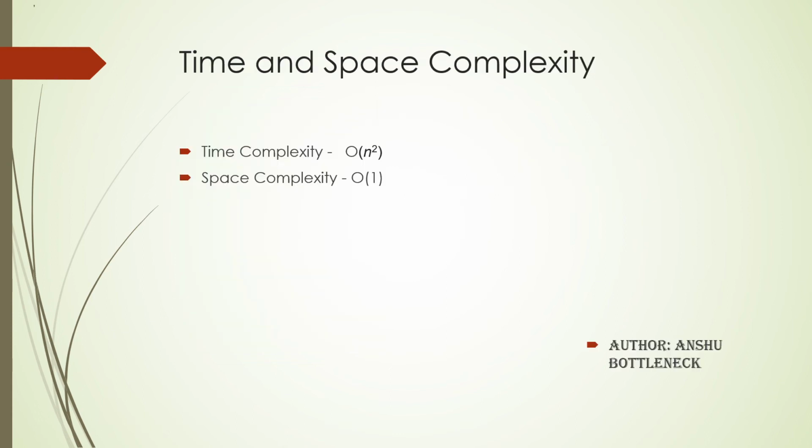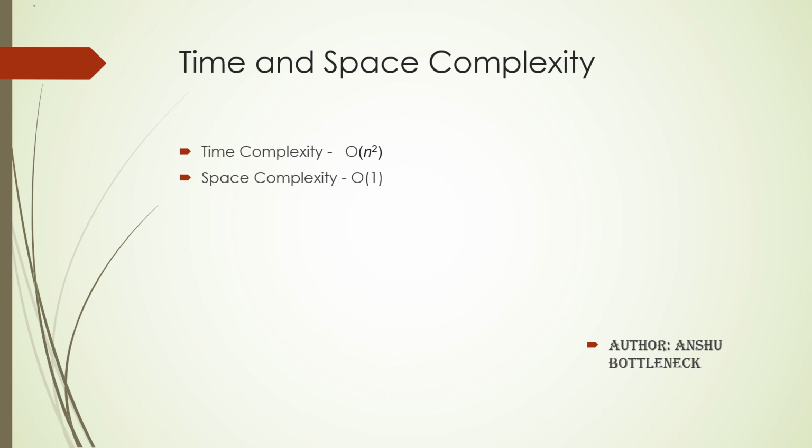Let's take a look at time and space complexity. Time complexity of worst and average case is O(n) square, whereas the space complexity is O(1). Selection sort is good for learning purpose. It is not used in production ready solution because in production ready solutions we prefer to have lesser time complexity such as O(n log n).